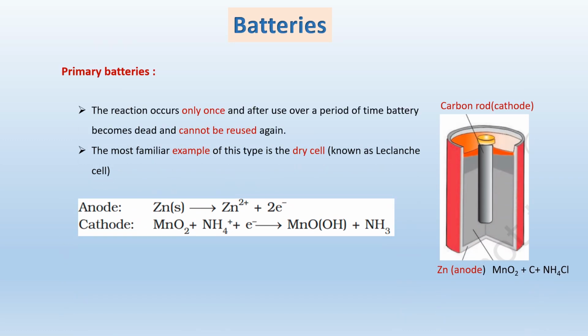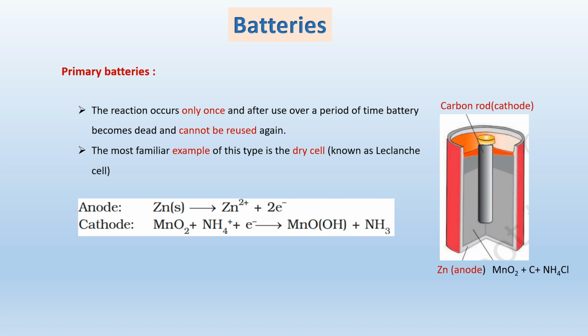Batteries. In a battery, chemical energy is converted into electrical energy. Batteries are of two types, primary and secondary. In the primary battery, the reaction will happen only once. After the completion of the reaction, it cannot be reversed by using external potential. That is, it cannot be reused. After the completion of the reaction, the primary battery can't be reused, right?